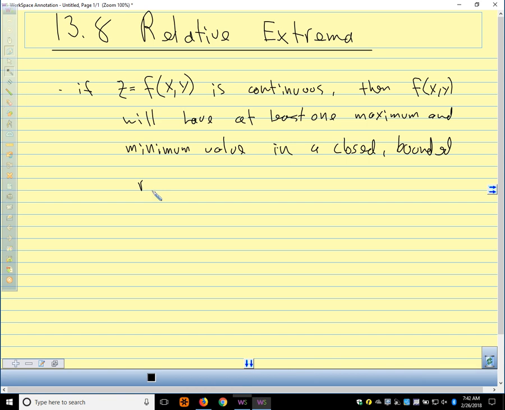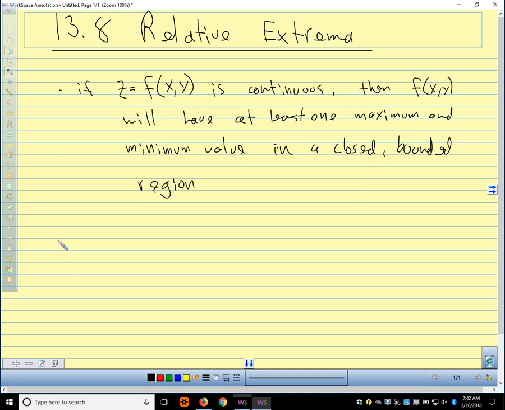So when we talk about relative extrema, we're talking about in some kind of region. And closed, just a reminder, means that the region contains its boundary points, and bounded means that the region doesn't grow, isn't infinite. We have a closed bounded region. So we have a similar thing to our extreme value theorem. We're going to have at least one maximum and at least one minimum in a closed bounded region.